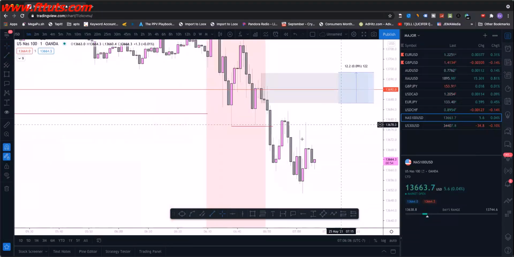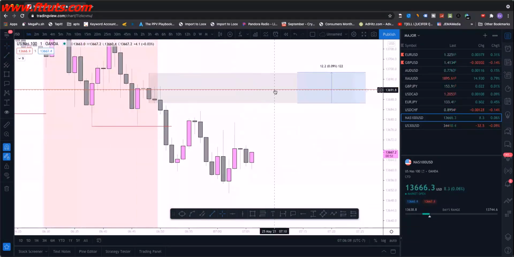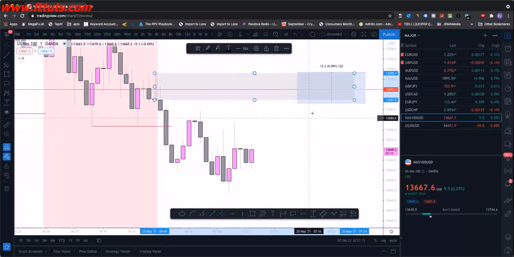So once the market shows me some type of willingness to go up to here, I'll possibly take a short position. It's a little wider, so I'm going to use a lower lot size. And actually, I'm going to move this to the body like that. That way we reduce our risk.